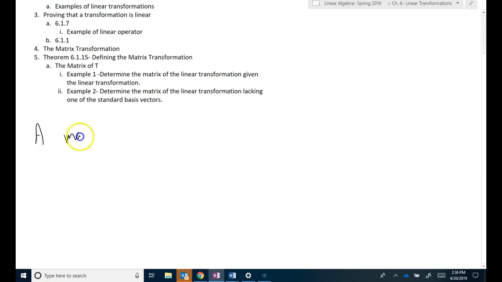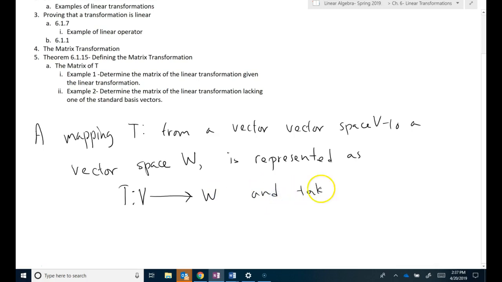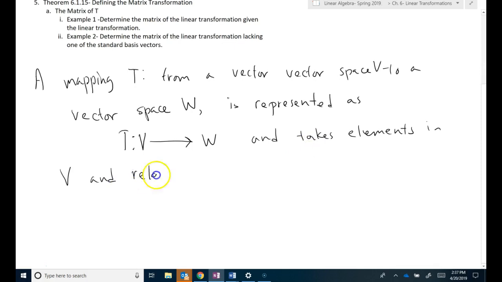A mapping, and we'll call this T, from a vector space V to a vector space W, is represented as T: V to W, and takes elements in V and relates them to elements in W.